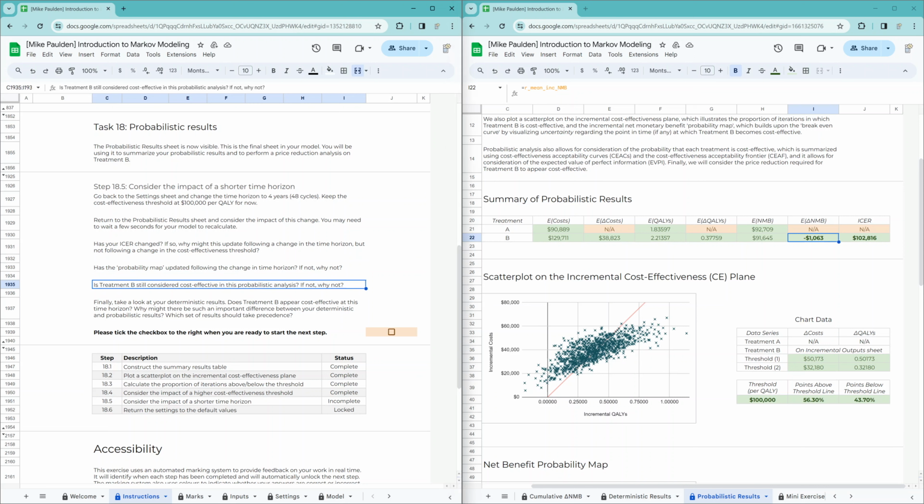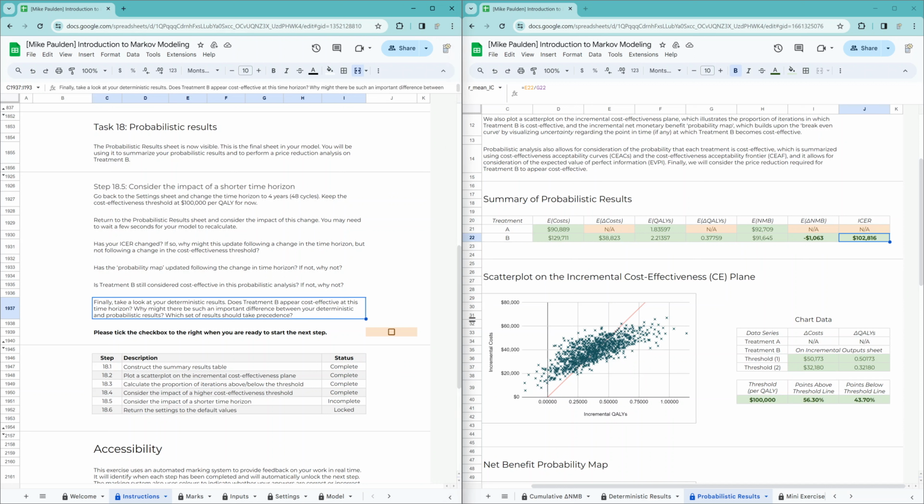Is treatment B still considered cost effective in this probabilistic analysis? And if not, why not? Well, our threshold is $100,000 per QALY, and the ICER is slightly higher than that. So treatment B is not cost effective. And so that's one way of considering this. The other way is to look at the expected incremental net monetary benefit. That's negative. So first of all, we raised the threshold to 100,000, and that made treatment B cost effective when it wasn't before. But then we shortened the time horizon, and that made treatment B not cost effective again. Okay, but only just, right? The ICER is only just above 100,000.